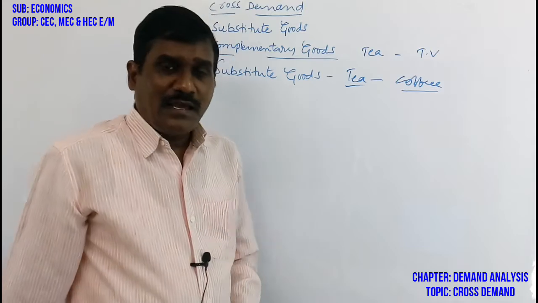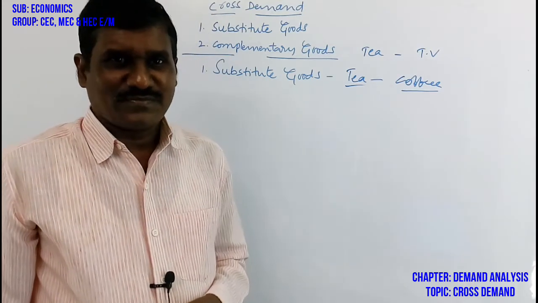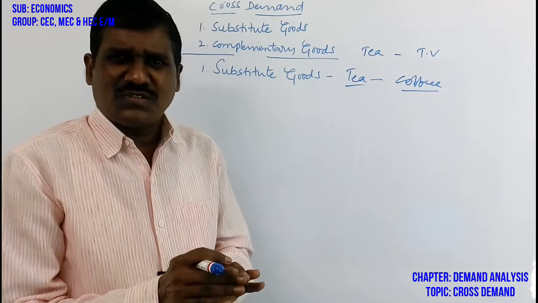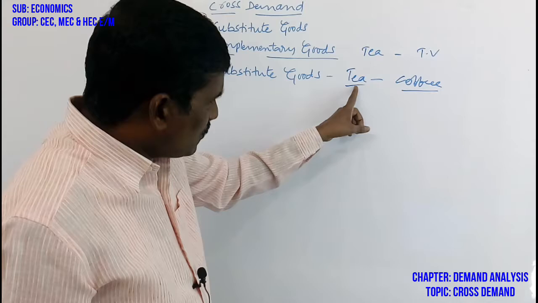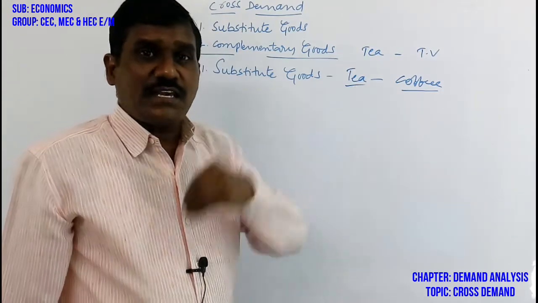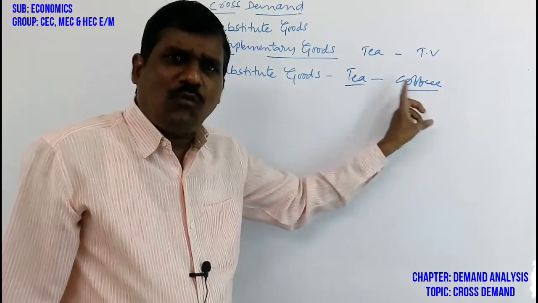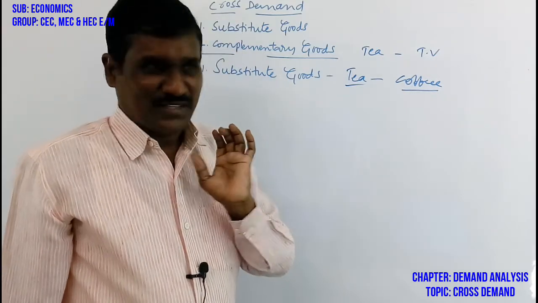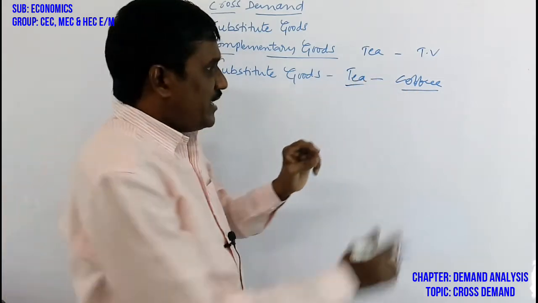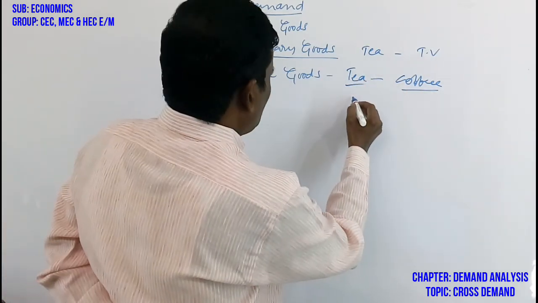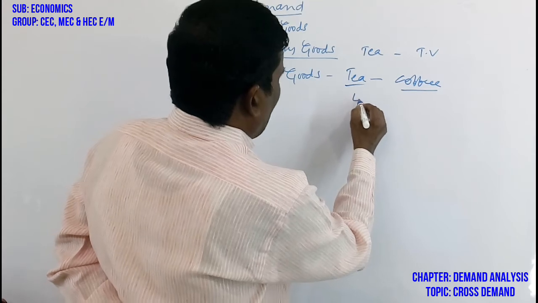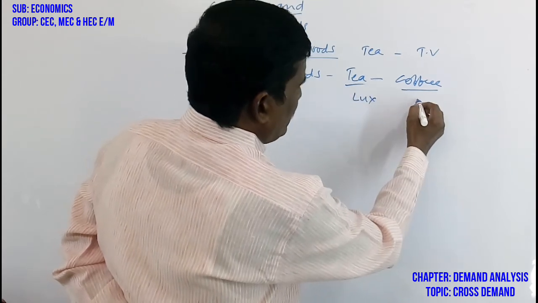TV and tea are not substitute goods. Okay, the related goods: suppose a good is not available, we can satisfy our wants by using another good, another good that satisfies the same want. Tea, coffee, then suppose you take Lux soap, here X soap.